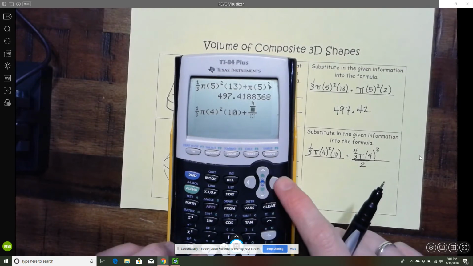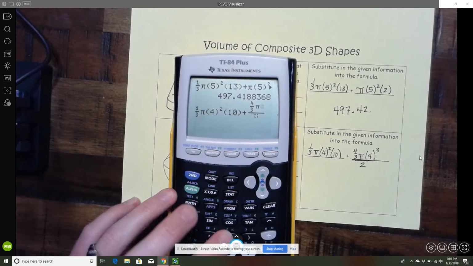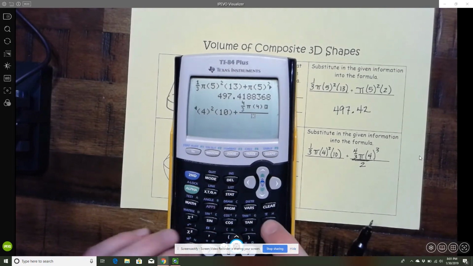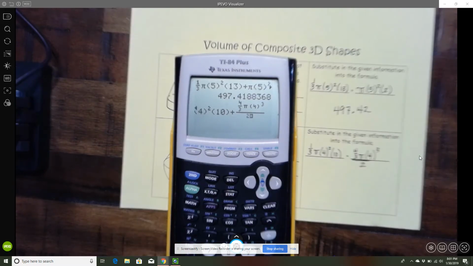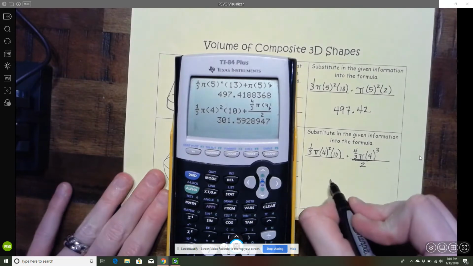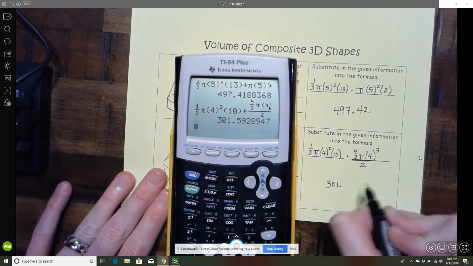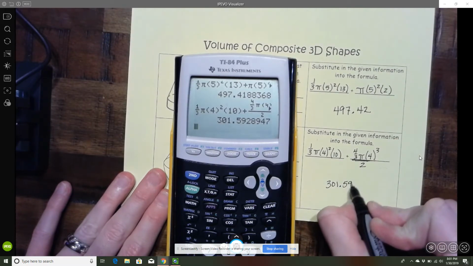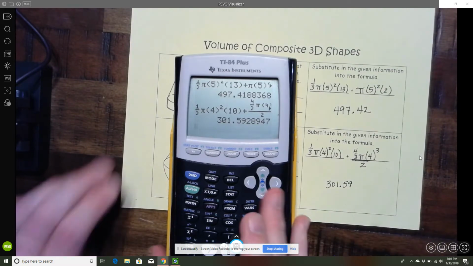So 4/3 pi radius cubed, and then that'll divide it by 2 for me. So again, if we round to the hundredths, we would get 301.59.